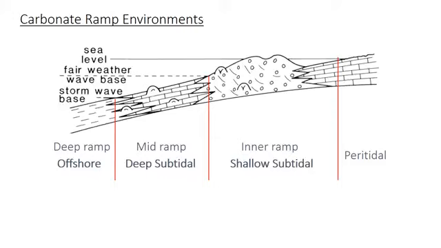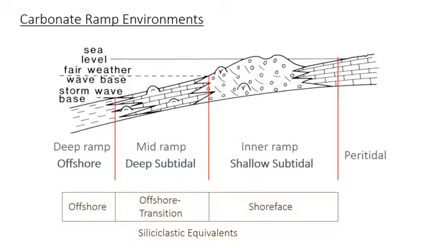These are sometimes also called inner, mid, and outer ramp environments, but we'll stick with the shallow subtidal, deep subtidal, and offshore for our purposes. So just as a reminder, here's how they equate with the names given to similar regions on a siliciclastic shelf. So we'll start in the deepest water environments and work up to the peritidal side of things.